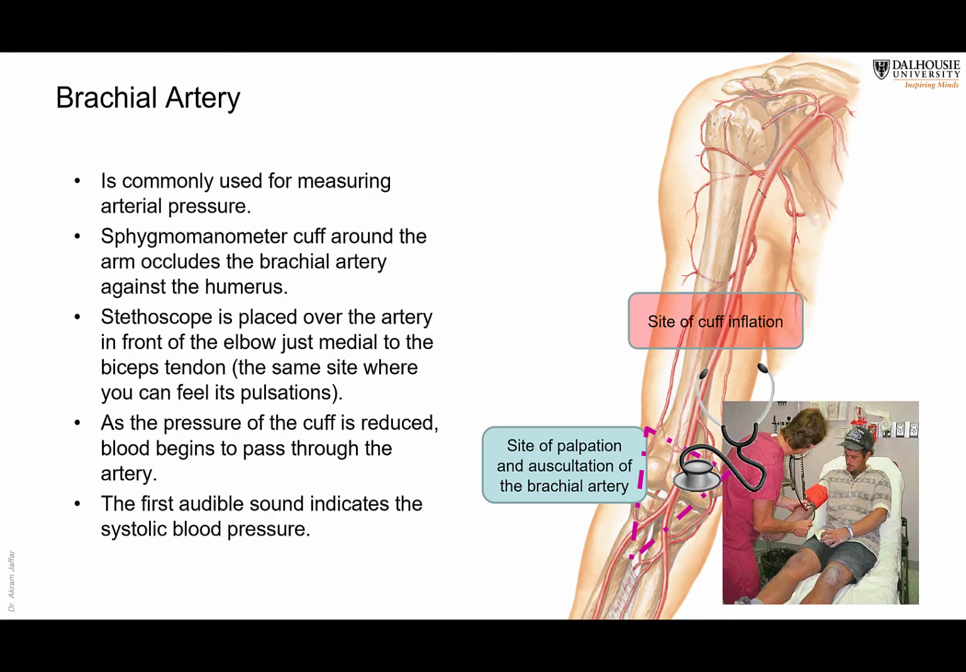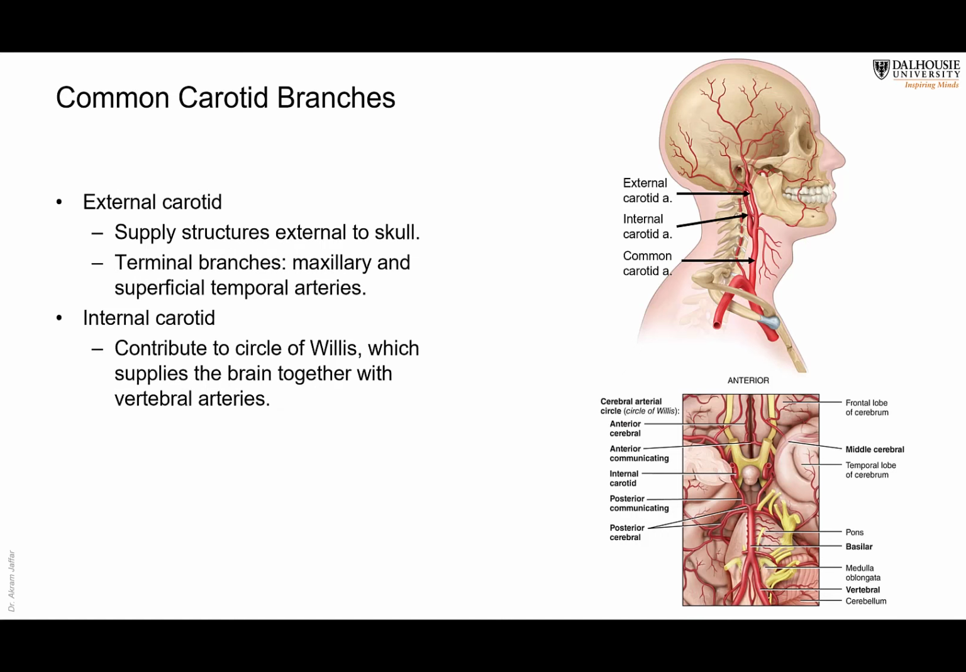So you inflate the sphygmomanometer in the middle of the arm, and you hear the sound of blood in the brachial artery in the cubital fossa. This is where you can feel the pulsations of the brachial artery, medial to the tendon of biceps.